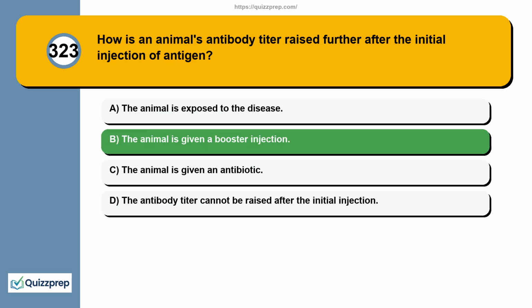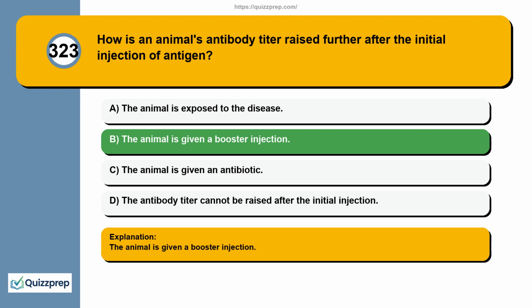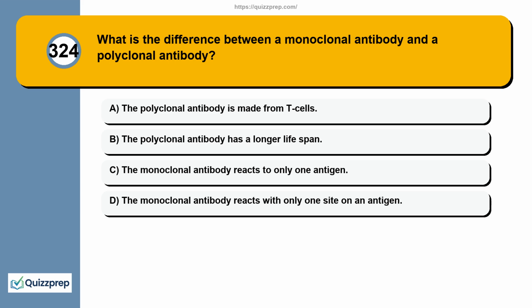The correct answer is option B, the animal is given a booster injection. Question 324. What is the difference between a monoclonal antibody and a polyclonal antibody? Option A, the polyclonal antibody is made from T cells. Option B, the polyclonal antibody has a longer lifespan. Option C, the monoclonal antibody reacts to only one antigen. Option D, the monoclonal antibody reacts with only one site on an antigen.